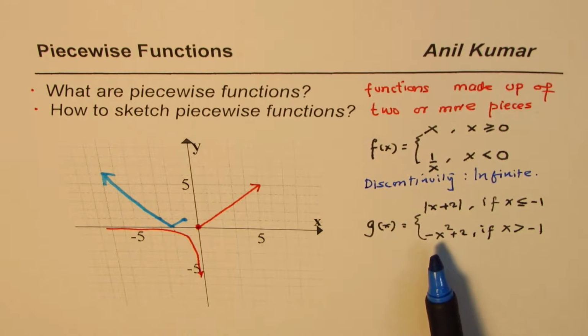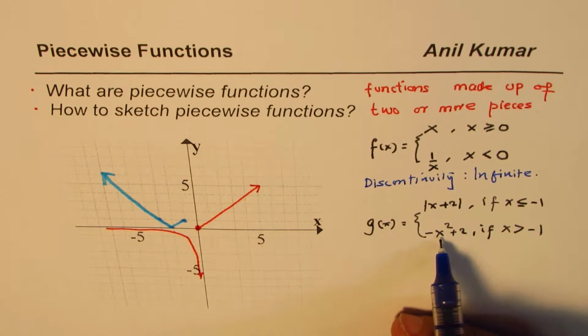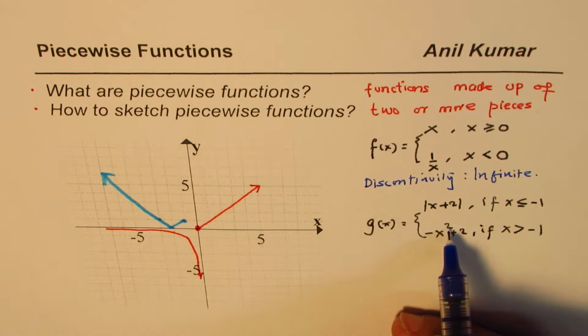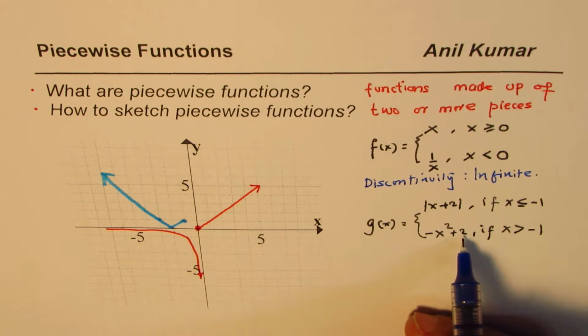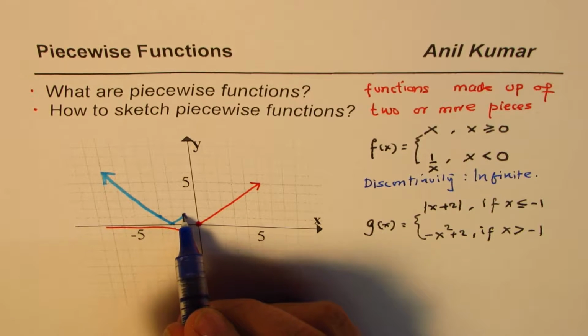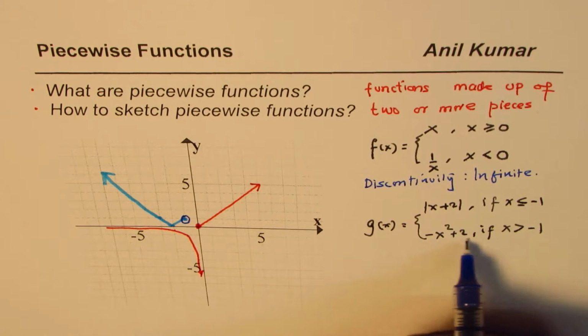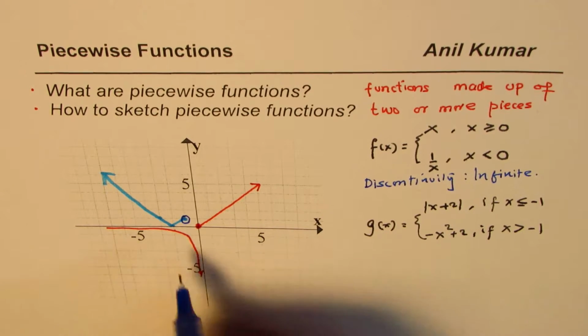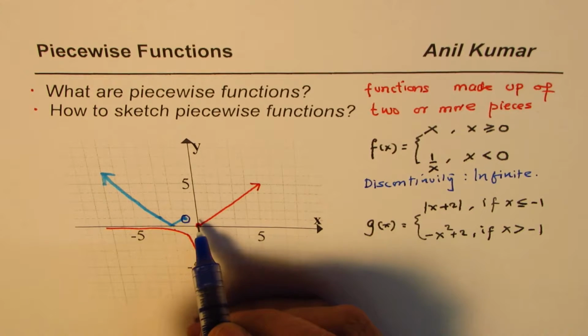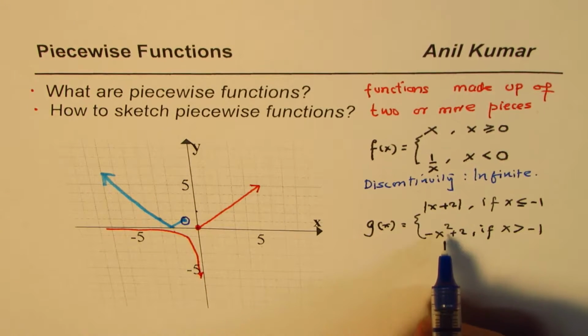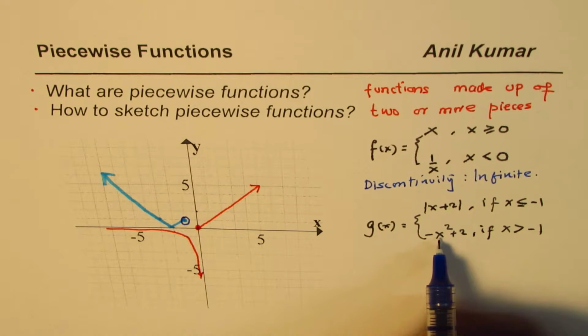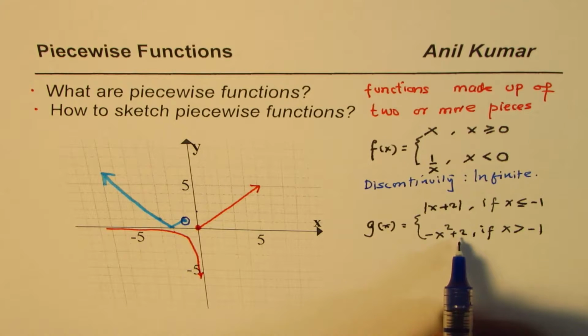Now on the right side, we have a parabola. If I substitute minus 1 here, minus 1 squared is plus 1, and minus 1 plus 2 again gives us plus 1. So it starts from here, but we'll put a hole here since that point is not included in this parabola. Do you see that? If I put 0 here, I get 2 as my value. And for 3, 3 squared is 9, and minus 9 plus 2 is minus 7, right?